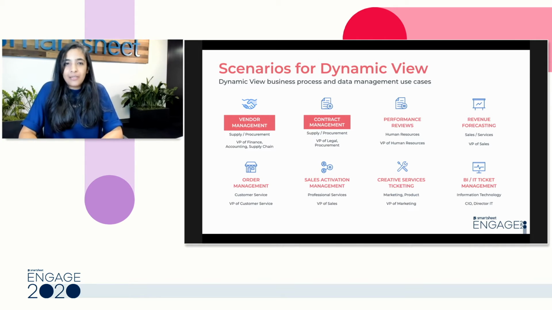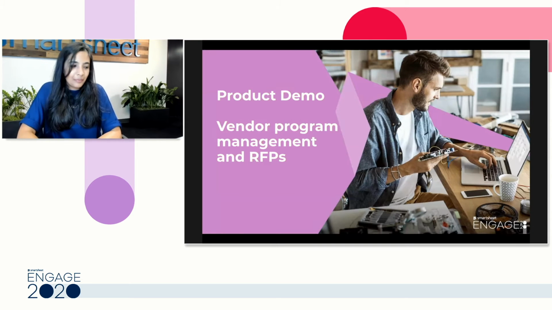Vendor and contract management is a good one. I'll actually be talking more about that once we switch into the demo section for this. But another example would be a performance review process where you have multiple stakeholders involved. Similarly, creative services ticketing, where you have the person that's submitting the ticket, somebody that's managing the actual work, and then the team that's producing the work. So each of these different stakeholders could have their own views within dynamic view. So we'll look at that a little bit more in this demo section that's just coming up.